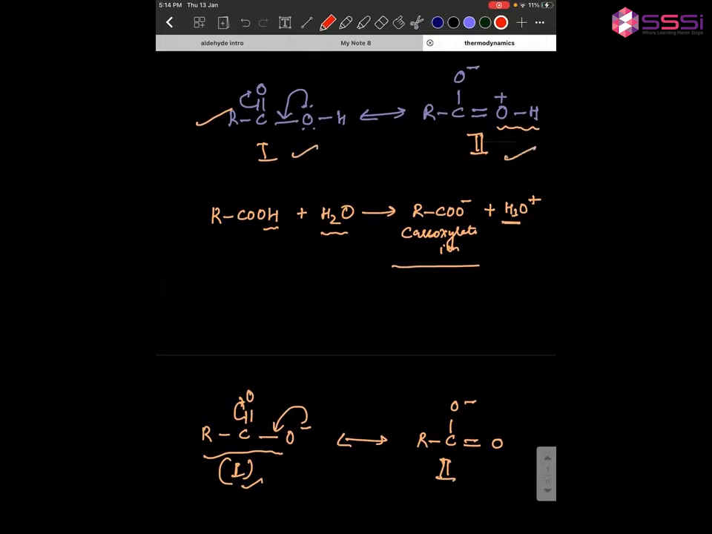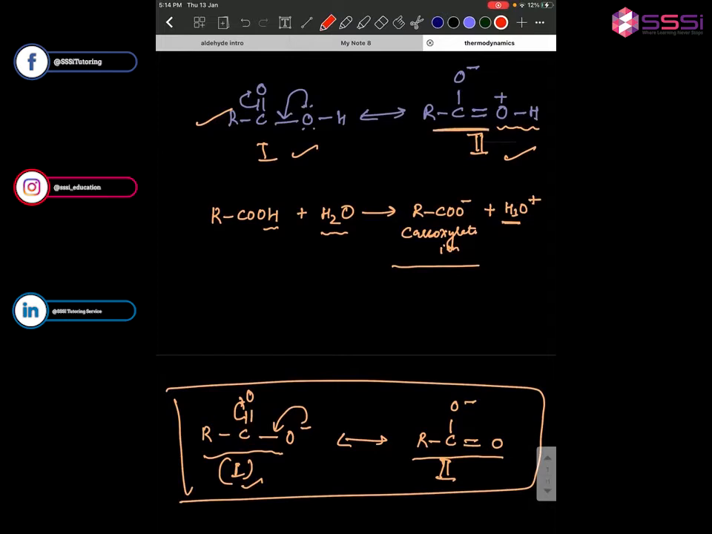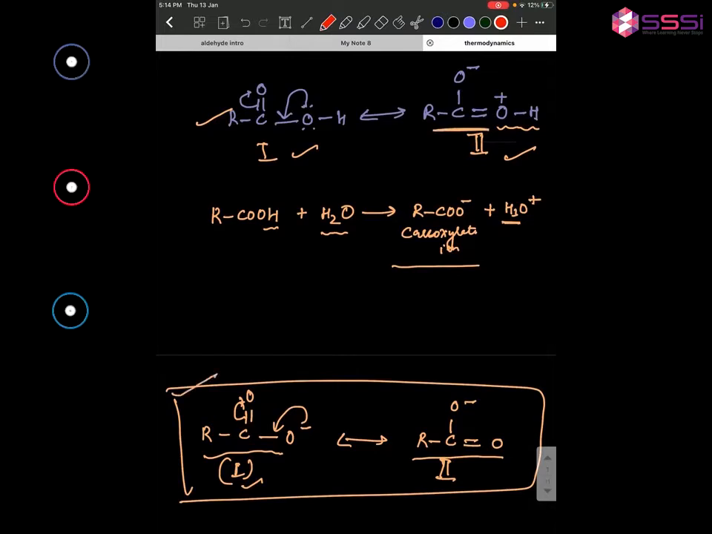Why is it so? Because in the carboxylic acid structures, we can see that both positive and negative charges are there, but in the resonating structures of carboxylate ion, there is no separation of positive and negative charge. Thus the parent carboxylic acid is less stabilized by resonance, because in the first and second structures there is charge separation, so they are not equivalent. But in the resonating structures of carboxylate ion, there is no charge separation, and thus it is more stable due to resonance. Clear?